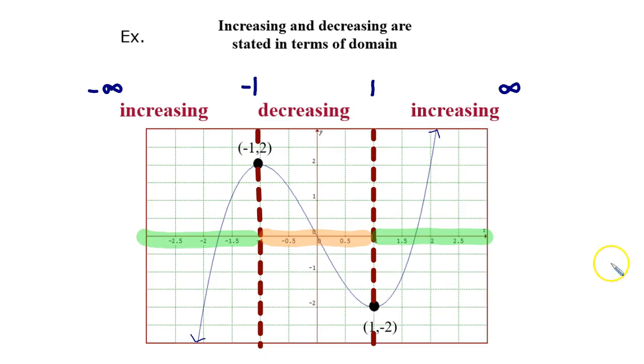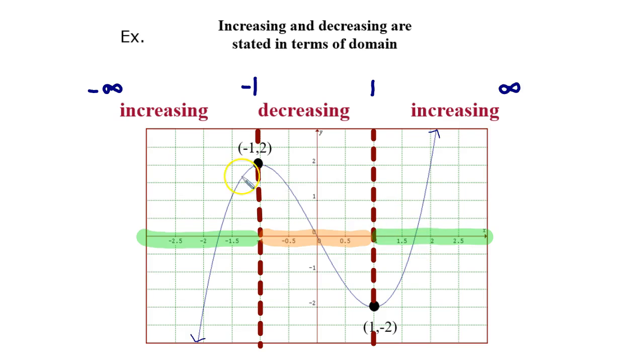Here's another example, an actual polynomial function. You can see that from left to right it's going uphill, so it's increasing until it gets to an x value of negative 1. At negative 1, it changes direction. It's no longer increasing; now it's going downhill. So along the x-axis, it's decreasing from negative 1 to positive 1. And then it goes uphill again. It's increasing again from 1 to infinity.